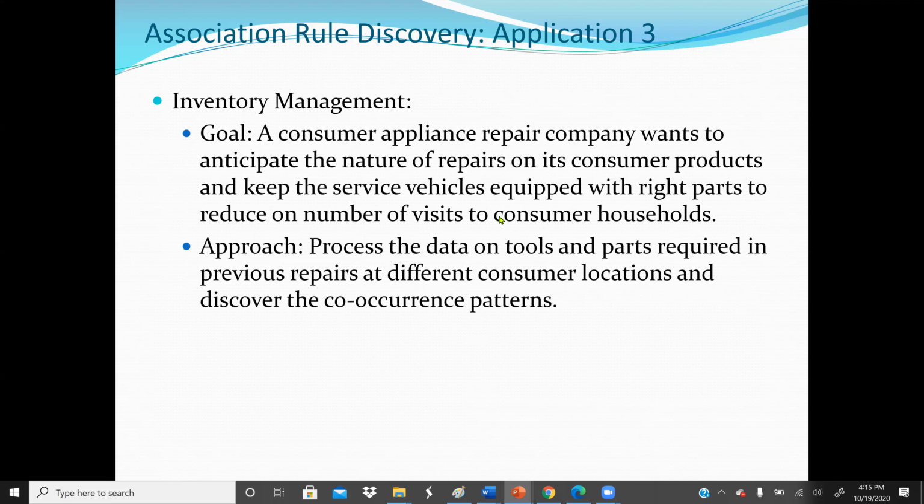So this is discovery rule. If I get A, will B happen? So in this case, we can know the nature of repair. The approach here is to process the data on tools and parts required in the previous repairs at different consumer locations and discover the co-occurrence pattern. So we want to know the patterns. If A, will B occur, or if A, will B and C occur.